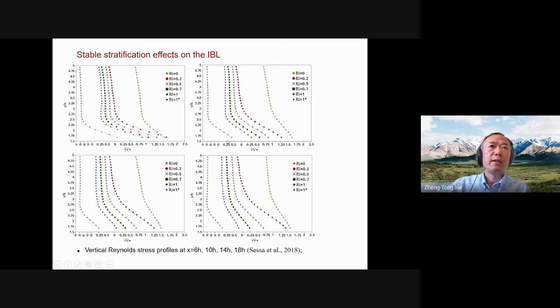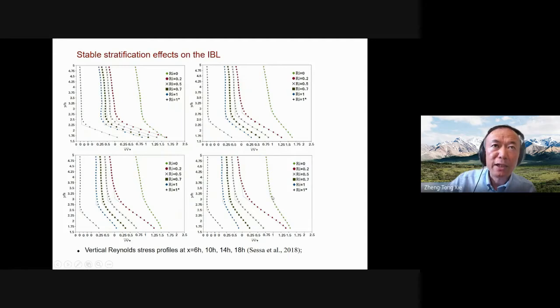Okay. So these are at different locations. Let's focus on one, which is at 18H from the inlet. If you look at the neutral stratification, the interface between the internal boundary layer and external boundary layer is here, higher. And then we use the Richardson number 0.2. It's closer to here, but slightly lower.